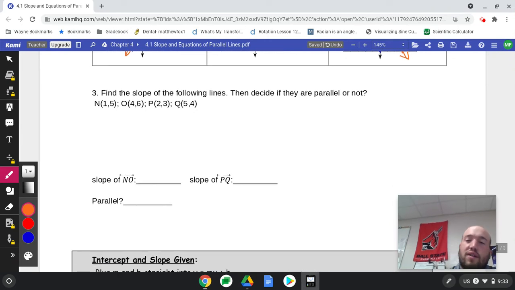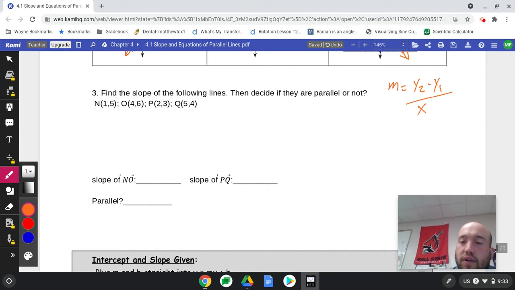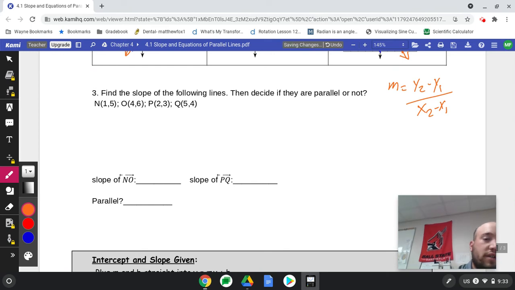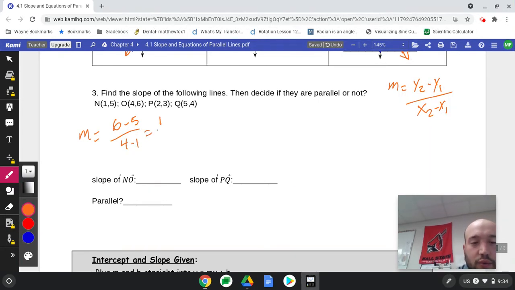So in case you forgot, our formula is y2 minus y1 all over x2 minus x1. All right, so our slope here for the first one is NO. And we know that it is going to be y first, so 6 minus 5 all over 4 minus 1. 6 minus 5 is 1. 4 minus 1 is 3. So our slope is 1/3.